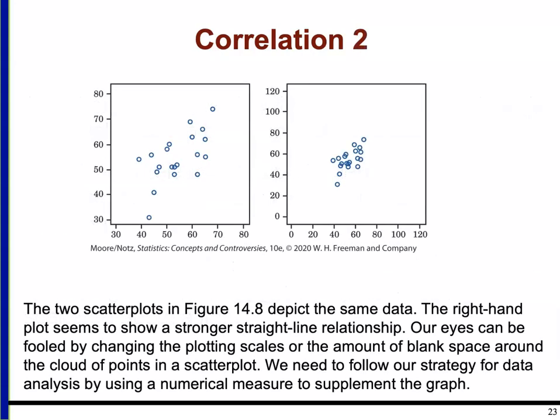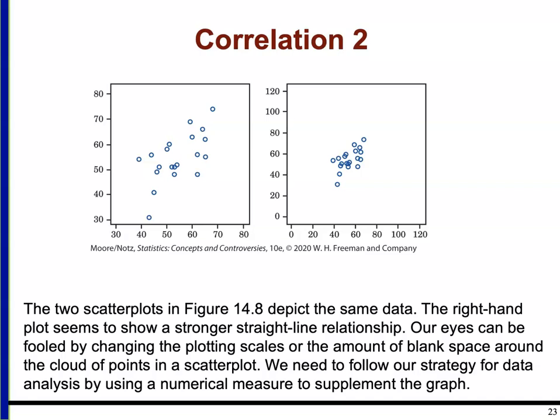So it's interesting to see these two graphs because these actually represent the exact same values. It's just the scales have been adjusted. The one on the left has been zoomed in, the one on the right has been zoomed out. And so it looks like the one on the right is actually a lot stronger because they're grouped together. But we do have to be careful that we are considering the scales here when we're making our interpretations.